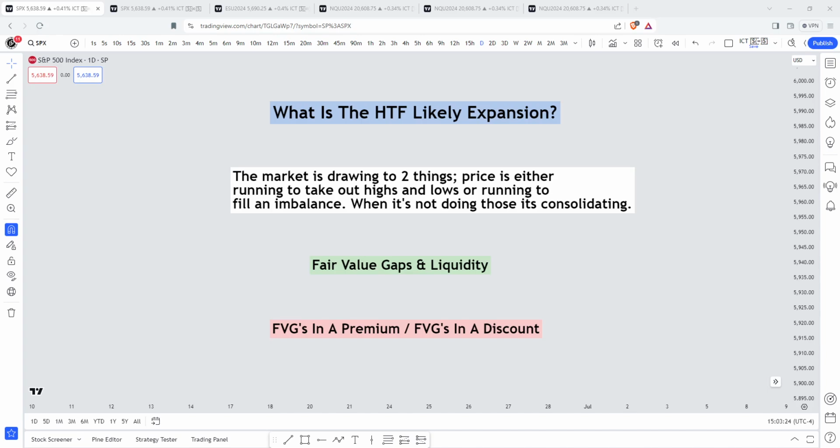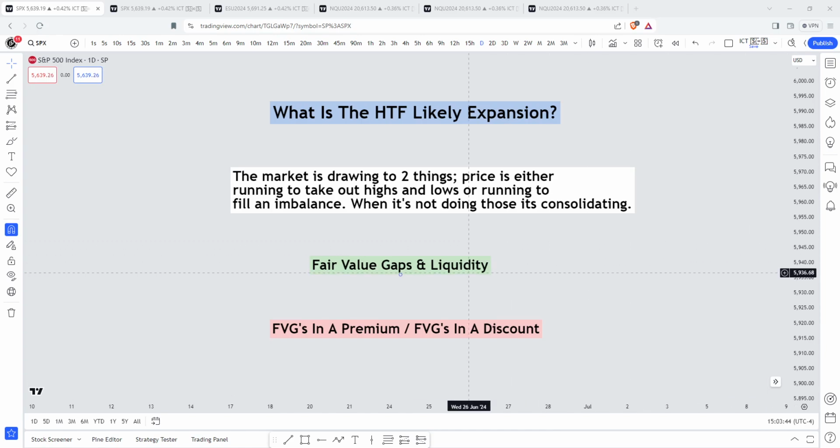The market is drawing towards two things. It's either running to take out a high or low, which is liquidity, or running to fill in an imbalance. When it's not doing those, it's consolidating. So there's two main components that you want to look at when looking for the higher time frame likely expansion. Is price likely to expand towards a fair value gap, or is it likely to expand towards liquidity, which is highs and lows?